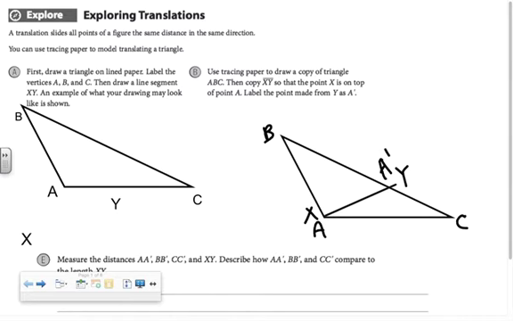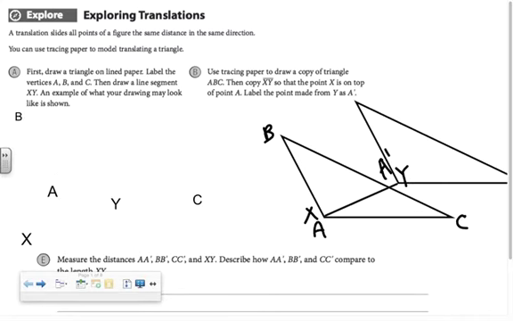And then in your textbook, it describes doing the same thing here and doing the same thing here. Because I'm using a smartboard instead of tracing paper, I'm going to show you that in the end, you would have something like this. And so it's asking you, finally, to measure the distances A to A prime, B to B prime, C to C prime, and XY, and then to describe how they all compare to XY.